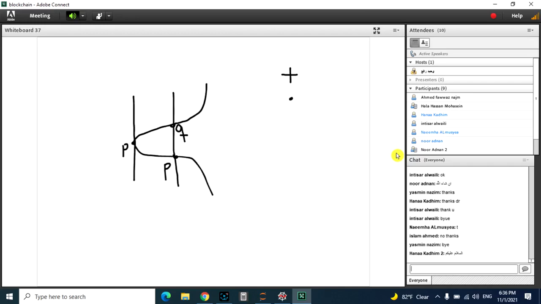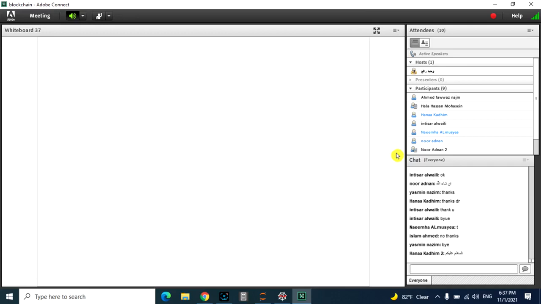Here we define an infinity point, 0. In this case, P plus Q will be 0, and in this case, P plus P will be 0. It's some definition, okay? It's an abelian group.